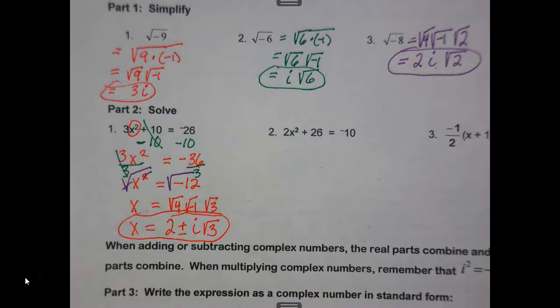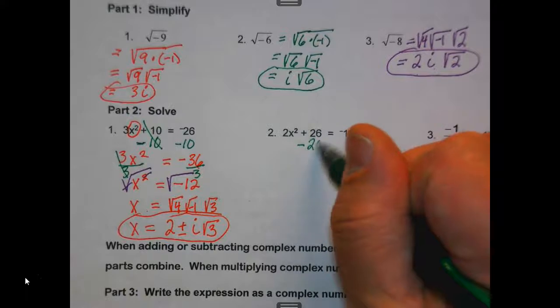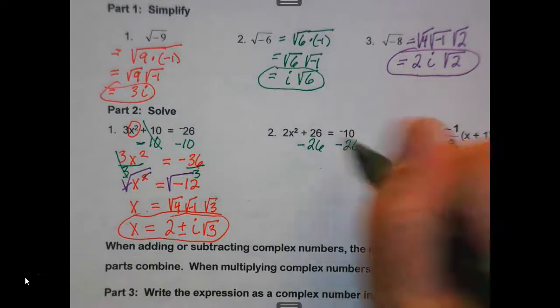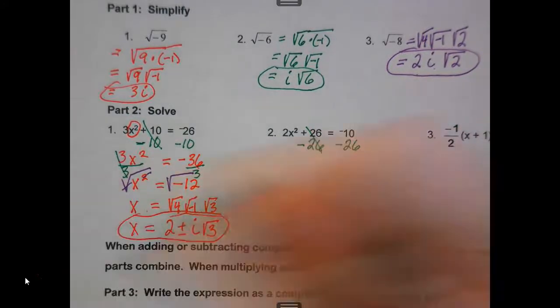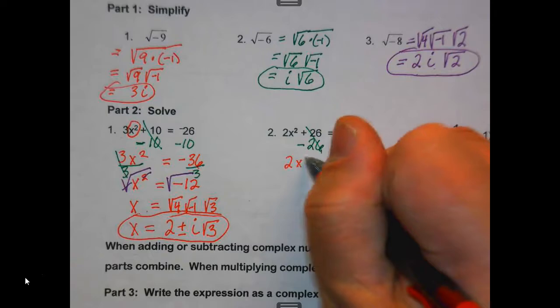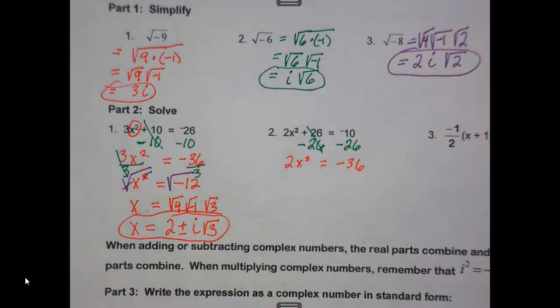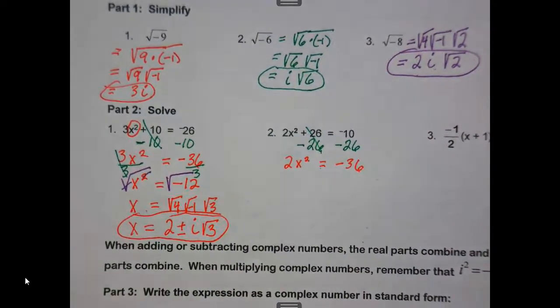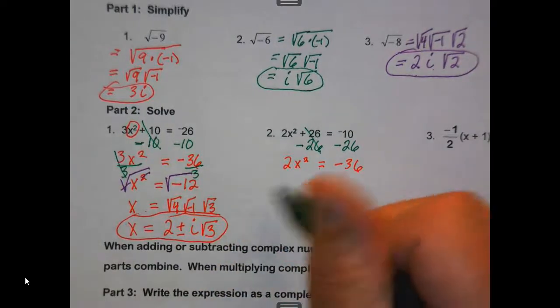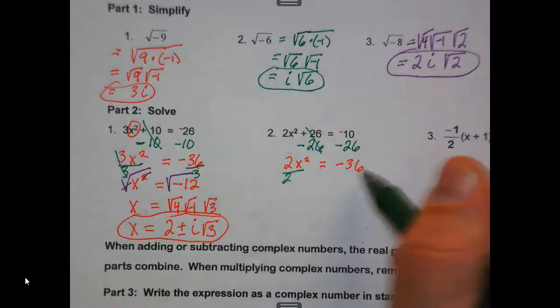Okay, number 2. Let's get the x squared by itself. Subtract 26. I get 2x squared equals negative 36. We're going to divide both sides by 2.